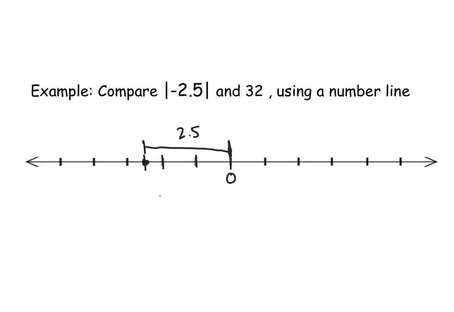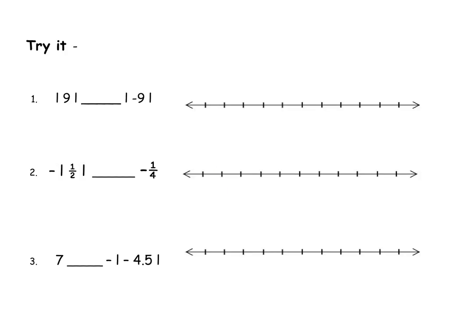So we could say the absolute value of negative 2.5 is 2.5. Well, how does 2.5 compare to 32? 2.5 is obviously much less than 32. So we would say 2.5 is less than 32.